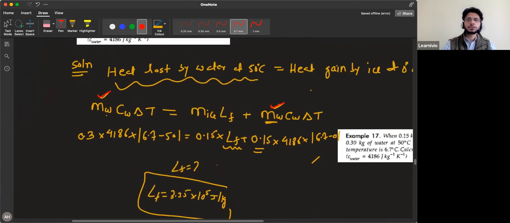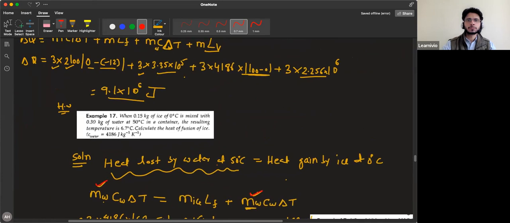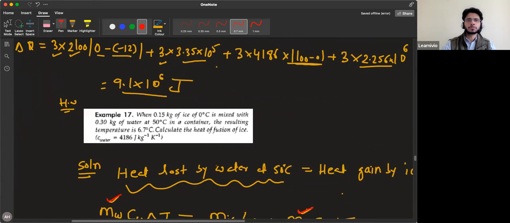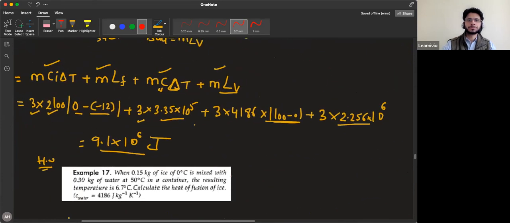Yeah, you should do this question. You can get these types of questions on specific heat. Solve this question and write your answer in chat. This is basically a mixture of ice and water.